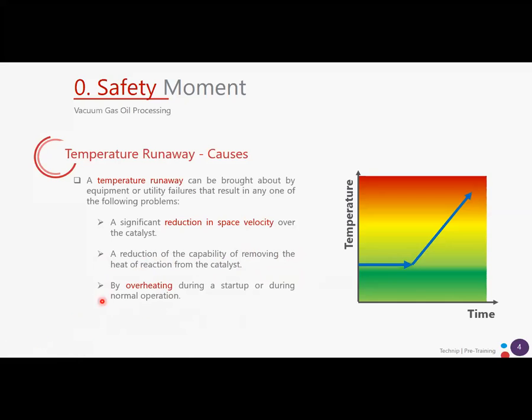Or if you have, during the startup or during normal conditions, overheating because of an abnormal operating procedure, you can also have this temperature runaway. The temperature runaway is a very serious situation that requires immediate attention. Okay.